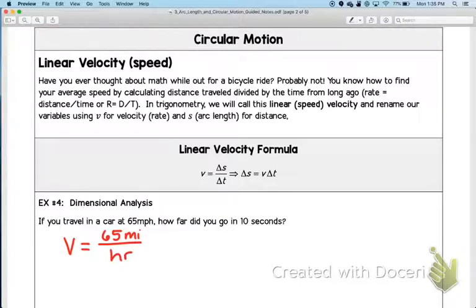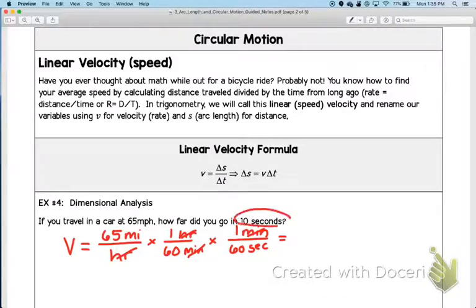Right, and we want to do 10 seconds, but we need to do some more conversions, because I want to get this to miles per second. So we know that 1 hour is 60 minutes, and 1 minute is 60 seconds. Now my hours cancel out, my minutes cancel out, and I'll be left with miles per second. The reason I'm doing this is because I have time in seconds.